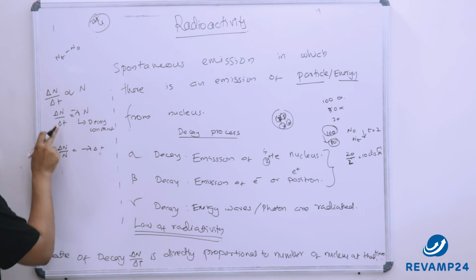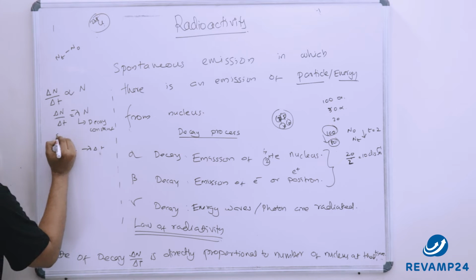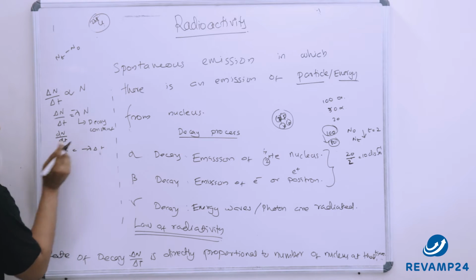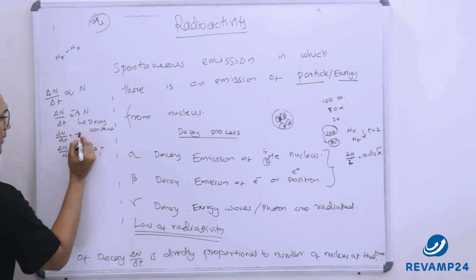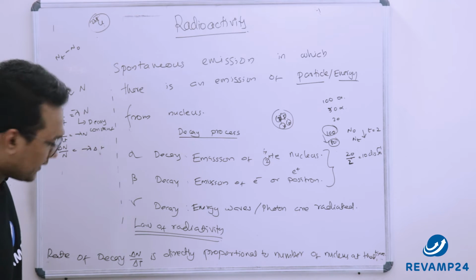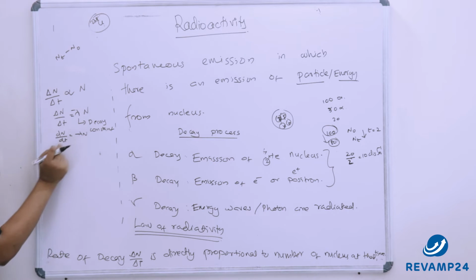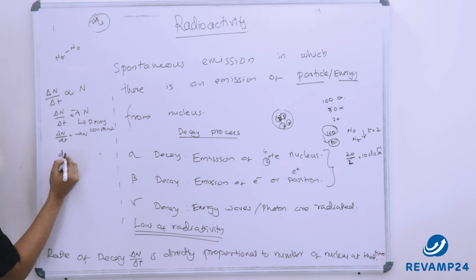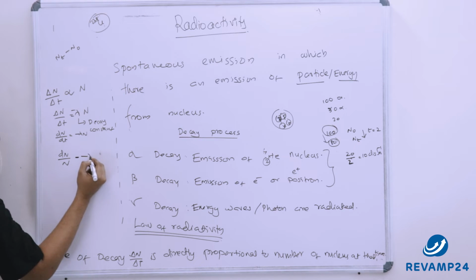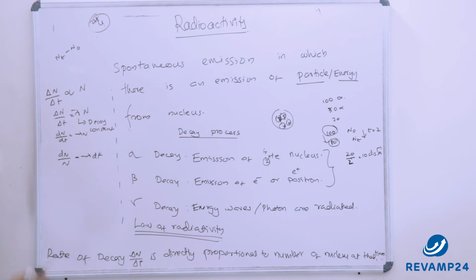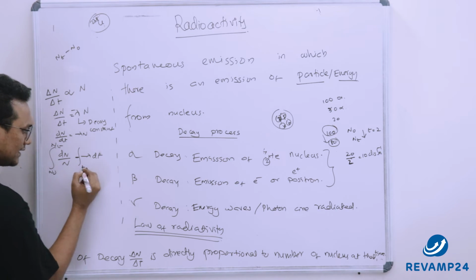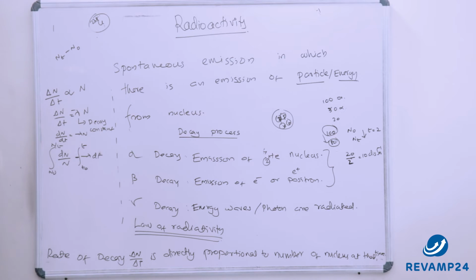Now for a small time, delta N by delta t can be considered as dN by dt. For a small time considered, this would be equal to minus lambda N. So when I am considering a small interval of time, instead of delta N by N, I will keep dN divided by N is equal to minus lambda dt, because I need it in this format, then only I can integrate. Now I am going to do the integration from N0 to Nt, that is from the initial number of nuclei to the final number of nuclei, and here from t0 time to t time.